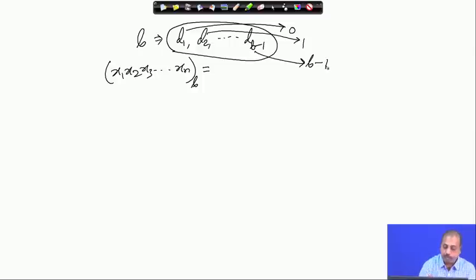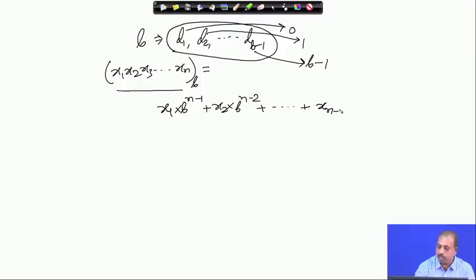So, if this is the number x1 x2 xn to the base b, then this is given by x1 into b to the power n minus 1 plus x2 into b to the power n minus 2 plus, it goes this way, plus xn minus 1 into b plus xn.